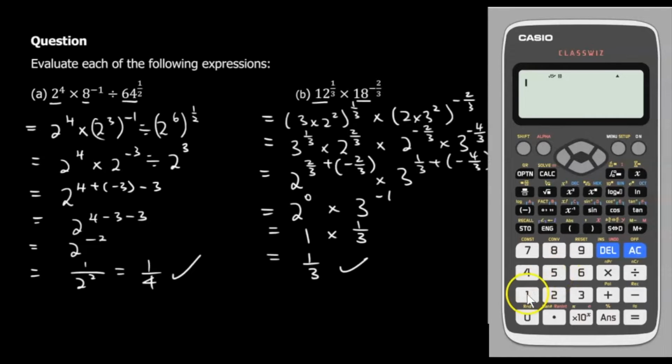So we press 12 to the power of 1 over 3. Then we go to the right, times 18, then to the power of negative 2 over 3. Then we press equals, so we get 1 over 3. So this is to confirm that our answer is 100% correct.